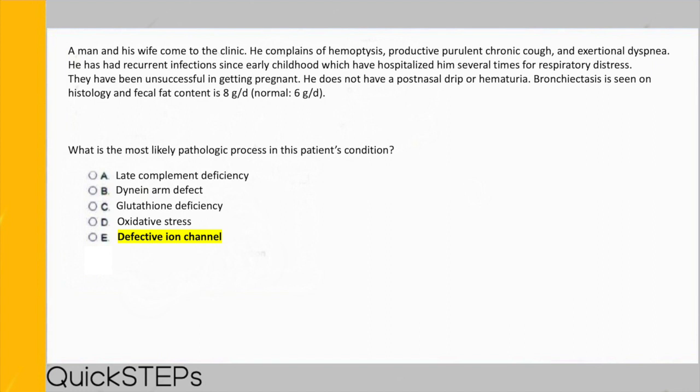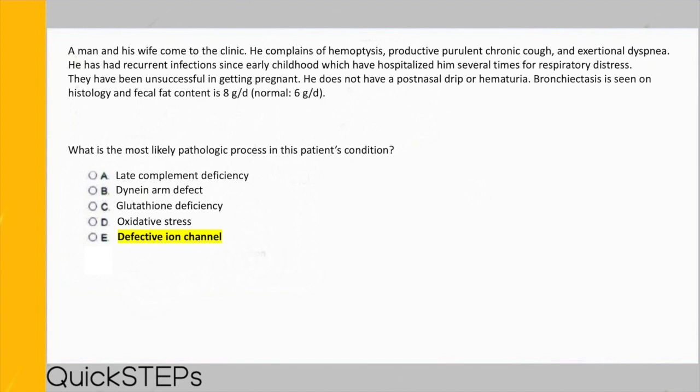As for the other answer choices, A, late complement deficiency. What are they trying to get at with late complement deficiency? Increased Neisseria susceptibility. Neisseria has a very thin membrane, which makes it highly susceptible to the MAC complex, the membrane attack complex. The MAC complex is only formed from completion of the complement cascade.